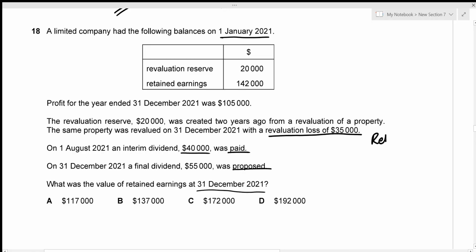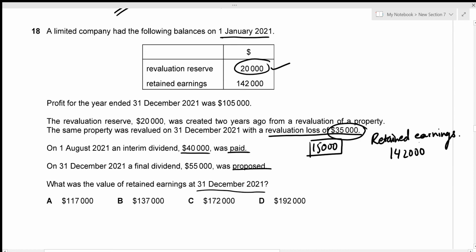Alright, so I'm just going to create a schedule for the retained earnings. So we have the opening balance of 142,000. Let's look at the revaluation loss first. So we already have 20,000 in the revaluation reserve, which means that out of this loss of 35,000, 20,000 can be covered from the revaluation reserve. But there's the remaining 15,000. So the remaining 15,000 is something that's going to be covered by the retained earnings. And since this is a loss, this needs to be deducted from the retained earnings. So that's going to be 15,000 negative.